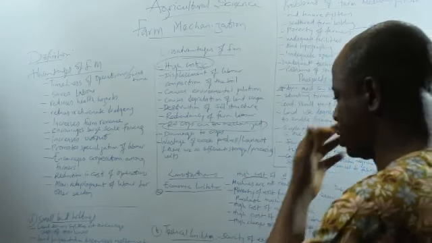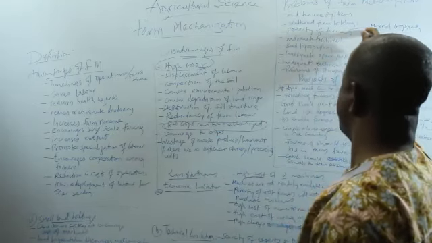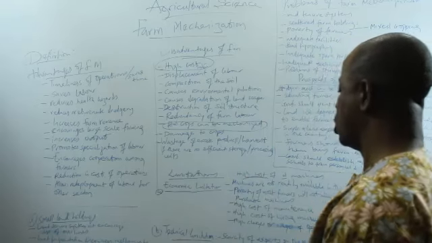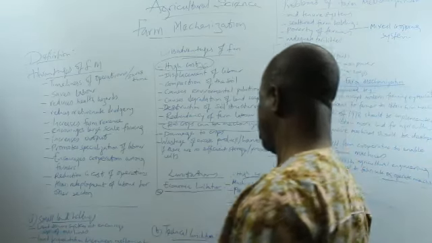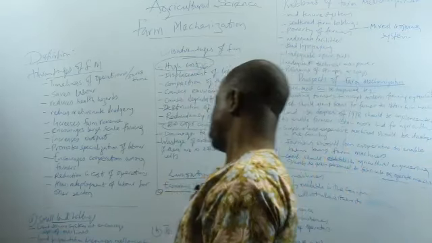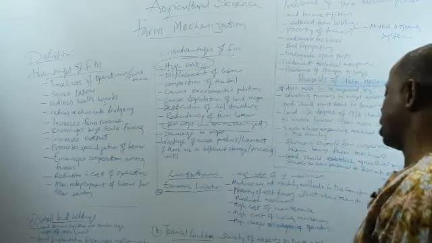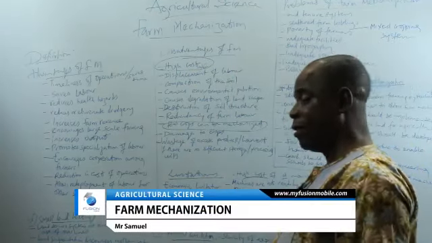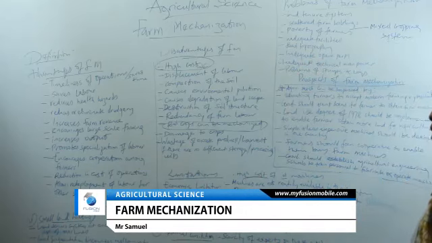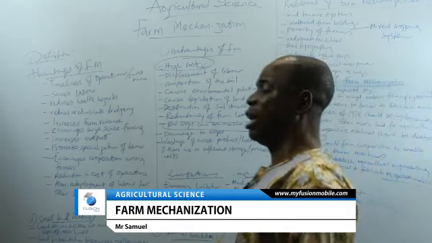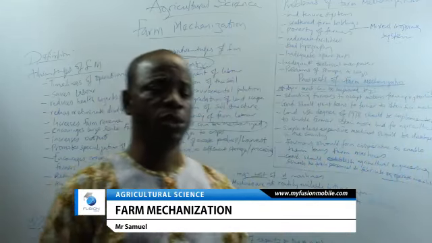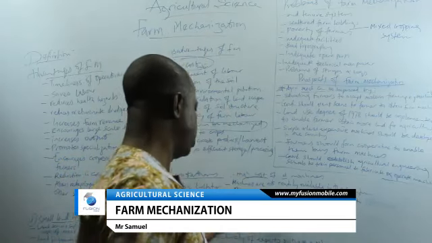Now let's look at the limitations. The limitations are the problems, but we break them into 4: economic limitation, technical limitation, lack of maintenance, and small landholdings. Economic limitations include 1, the machines are very expensive. Economically, the farmers cannot purchase them. 2, the machines are not readily available in the country. They are produced outside the country, so they are not available in the country.